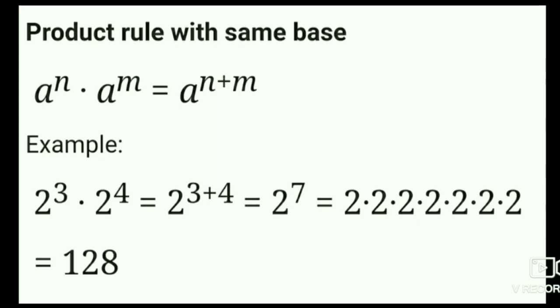For example, if we multiply 2 to the power 3 and 2 to the power 4, here 2 is the base of both numbers, which is the same, and 3 and 4 are the powers, which are different. That can be written as 2 to the power 3 plus 4, which is equal to 2 to the power 7, and that gives us a result of 128.